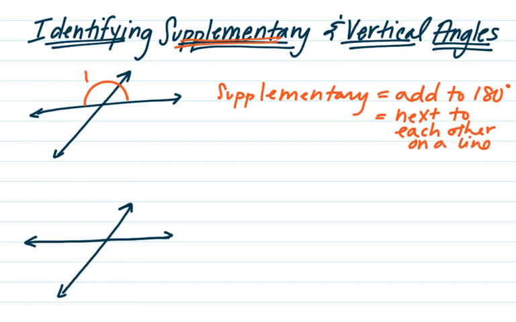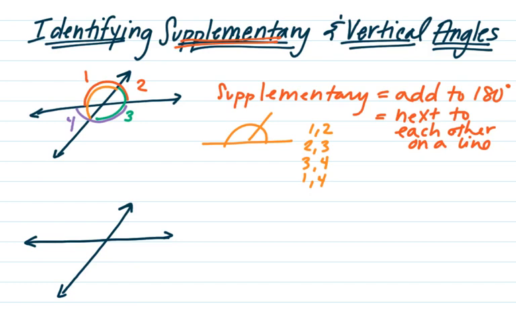Okay, so angle 1 and 2 are supplementary. That means they would add up. Now, similarly, any of these two angles that are next to each other are supplementary. So angle 2 and angle 3 are supplementary, or angle 3 and angle 4 are supplementary, or even angle 1 and angle 4. Any two angles that are next to each other are supplementary. Okay, so we would say 1 and 2 are supplementary, 2 and 3 are supplementary, 3 and 4 are supplementary, and 1 and 4 are supplementary. All of those pairs of angles would add up to 180.